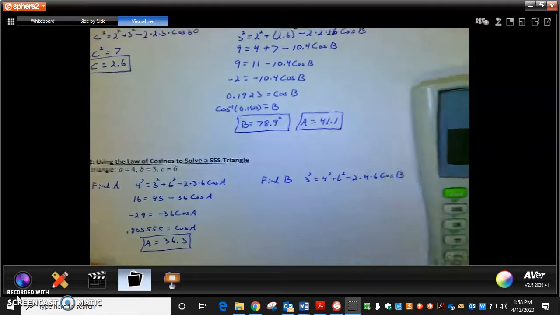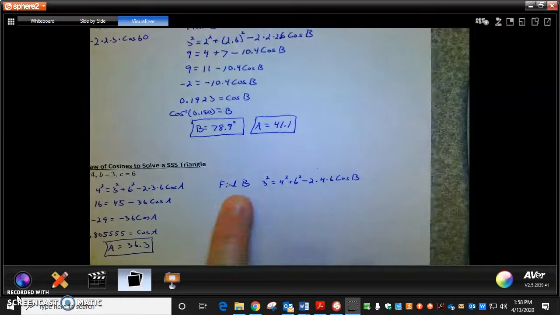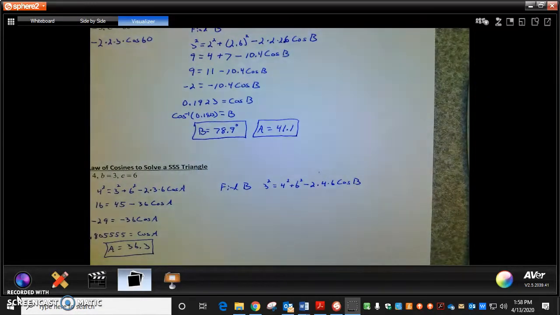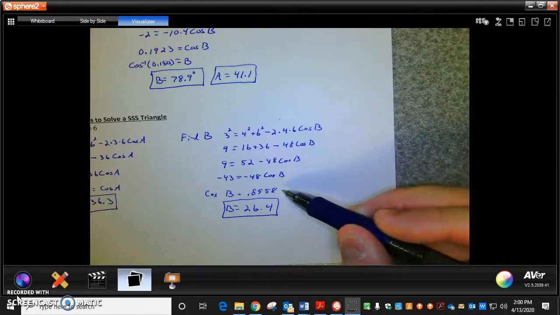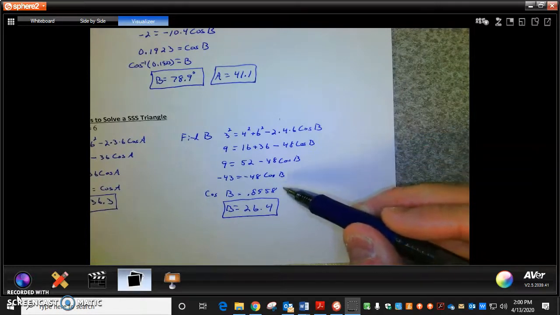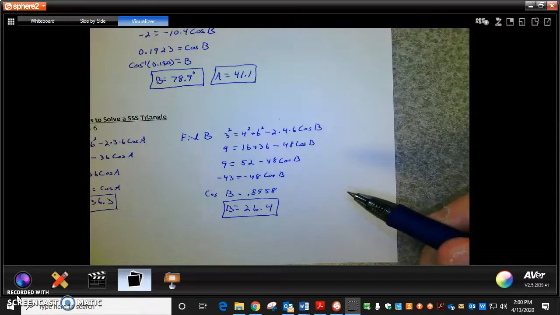I need you to pause the video and then see if you can simplify that and find angle B. Pause it now. All right, so that's the answer I got for B. If you did not get this, then again, pause the video, go through, look at my steps, each step I did, and then check it with yours and see where you may have gone wrong.